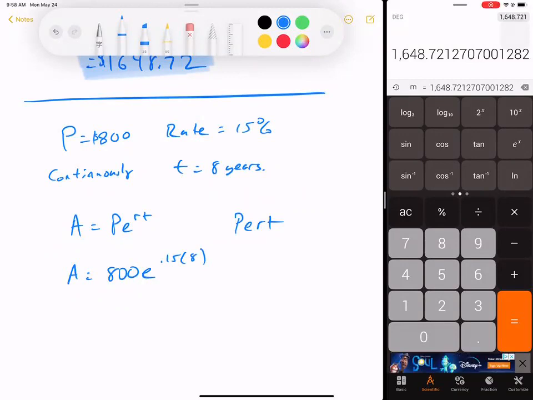Okay, so why don't you guys try practicing and plugging this in your calculator, and then you guys can type in the chat what your answer is.